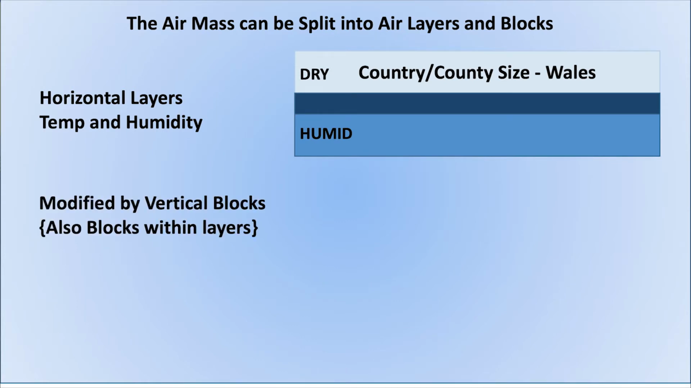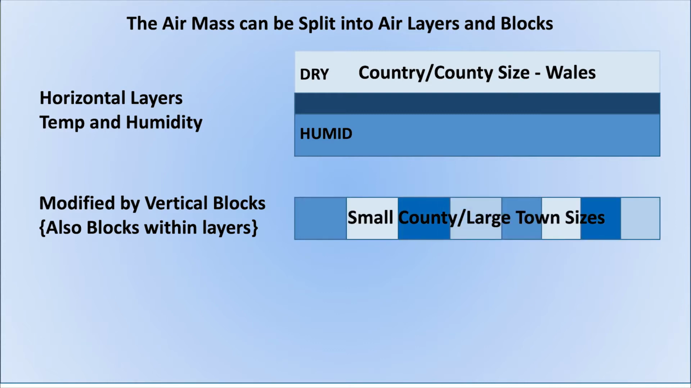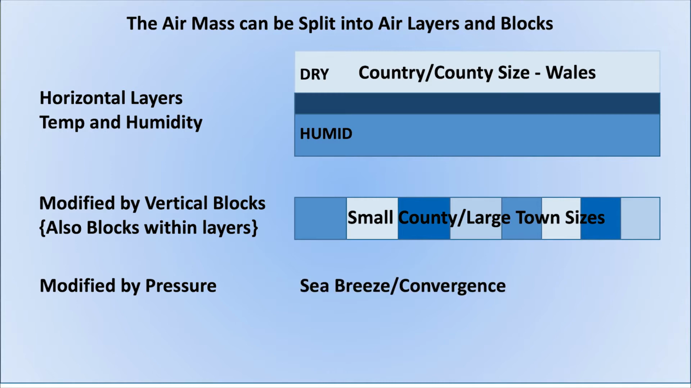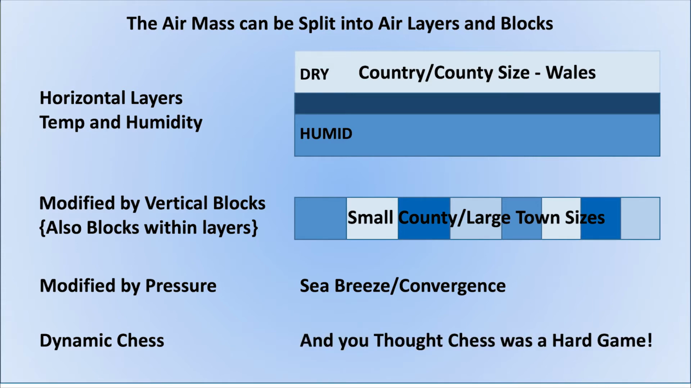As the sun comes up, the bottom layer is modified by vertical blocks. So we get blocks within the layers. And these, of course, can be modified by pressure. So we can get sea breezes and convergence. And effectively, the sky, when we look at it, is a game of dynamic chess. And you thought chess was a hard game.